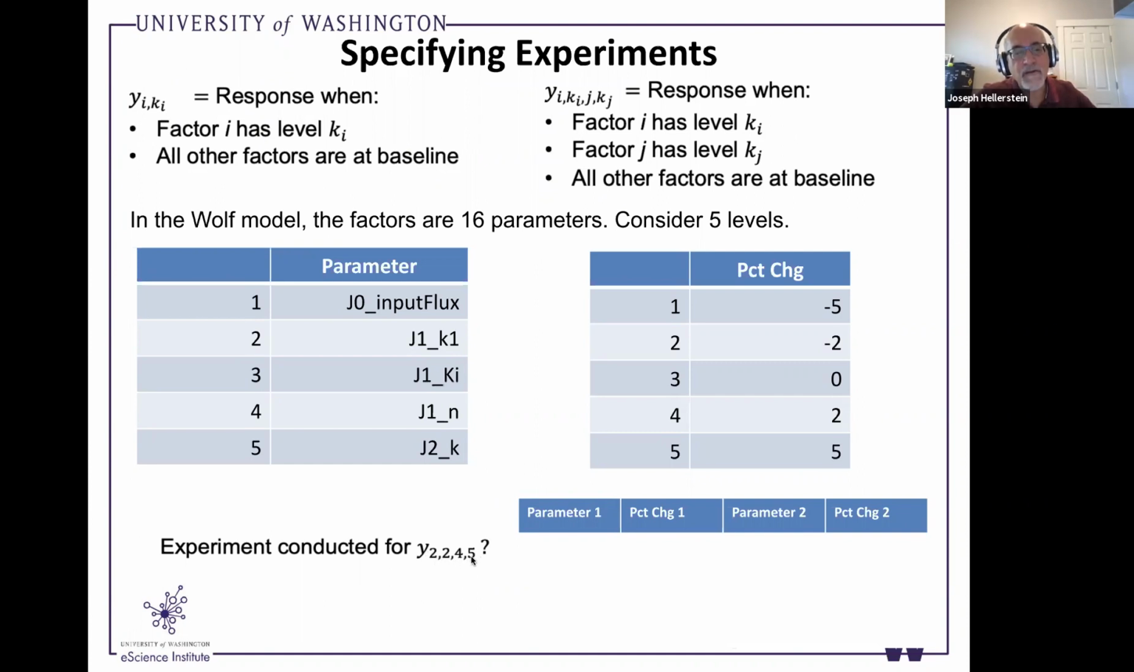Okay, what does that mean? Right away, I know since there are 4 numbers here and I've got pairs of factor and level, that 2 factors were changed. Which 2 factors were changed? Remember, our factors are parameters. So it's this second one over here. I changed J1 underscore K1, and the change I made was the second change over here. So that's number 2. I decreased it by 2%. So J1 K1 was decreased by 2%, and 4, 5. What's going on there? That's the 4th parameter, J1 underscore N, and 5 was the level. So I increased it by 5%.